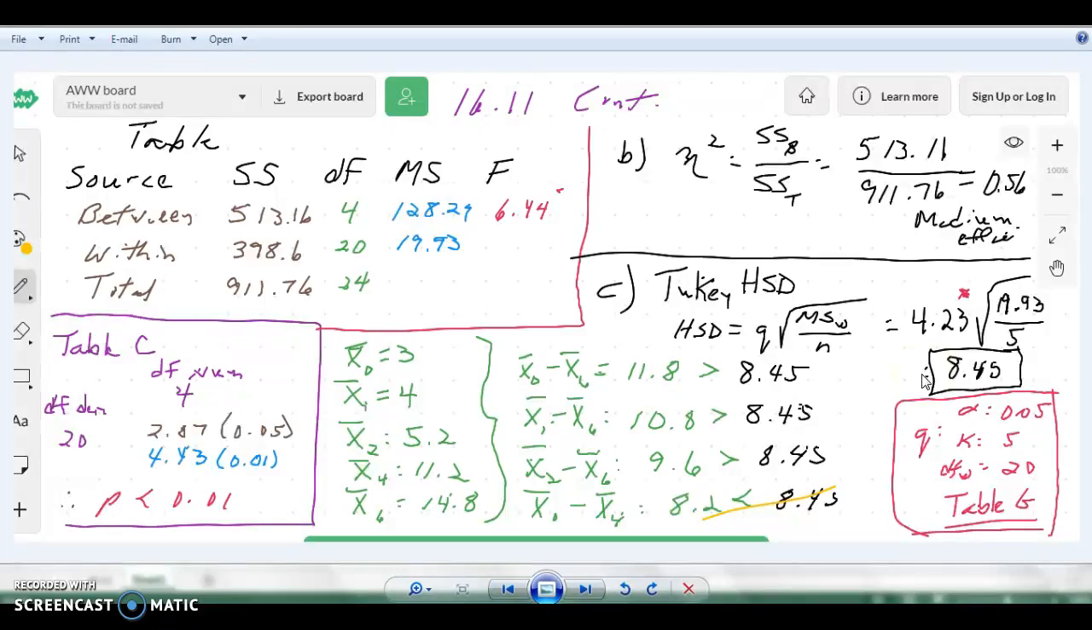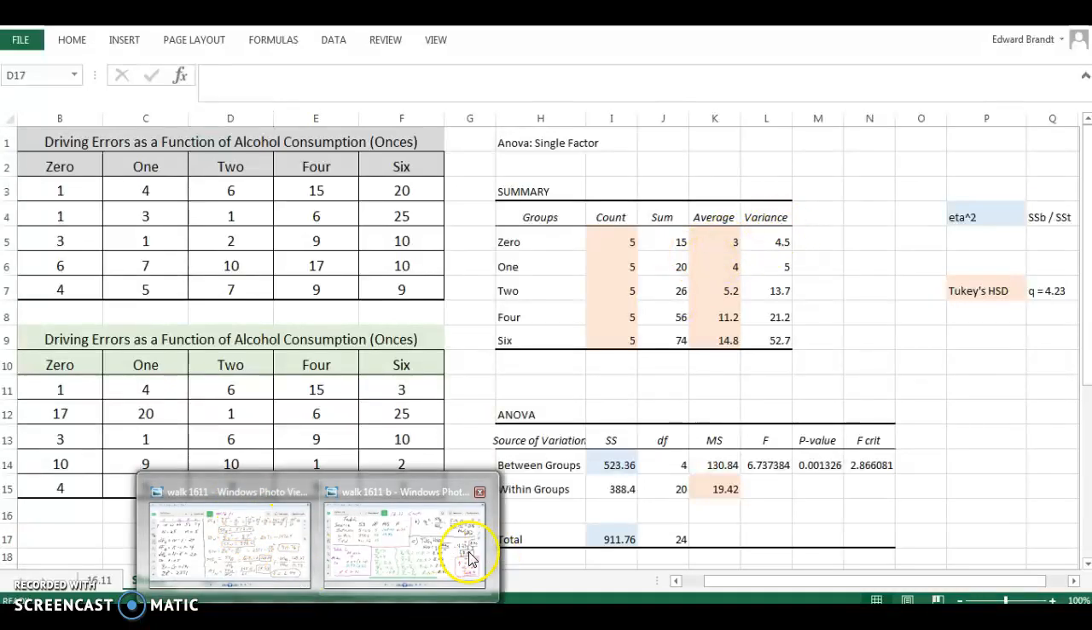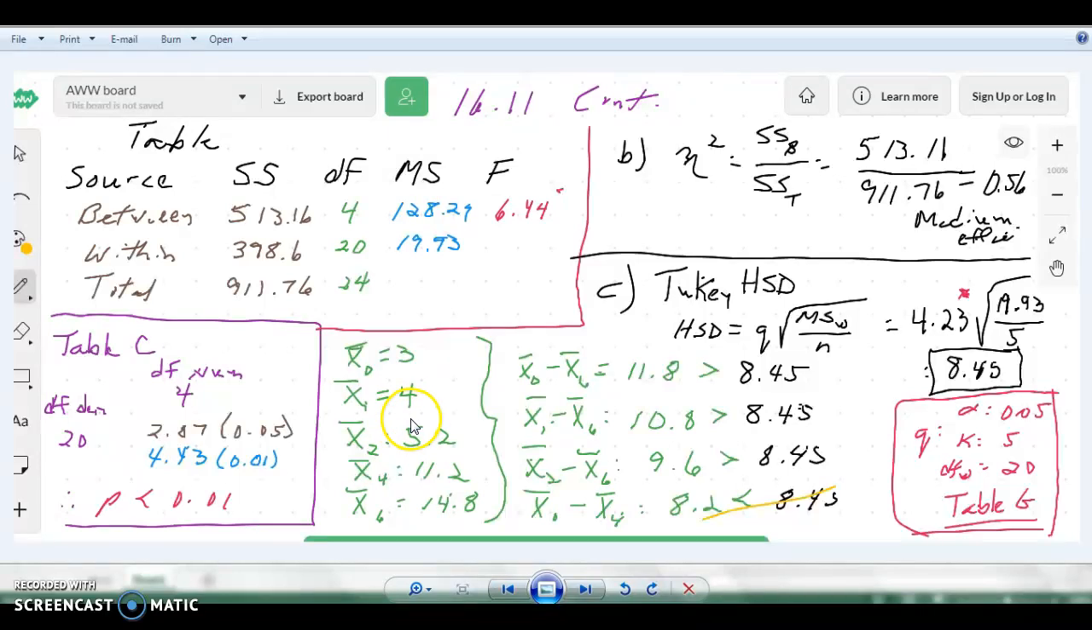What we need to do now is compare the actual differences in the means of each of those 5 different columns and find the differences between these. So for example, column 1, which was 0 alcohol consumption, the average of these ended up being 3. The average in the next column was 4. The textbook gives us this, but we can also calculate it, and then I'm going to go back in a second and show you how on Excel you can find these very quickly. And we need to find, are there any pairings of these where the difference is greater than this 8.45?